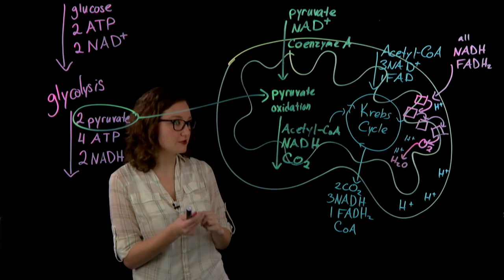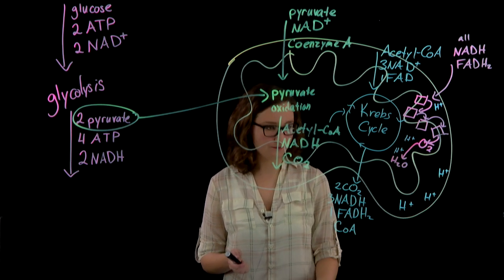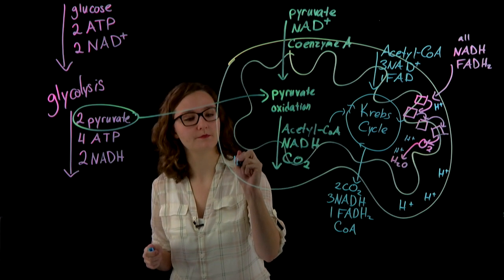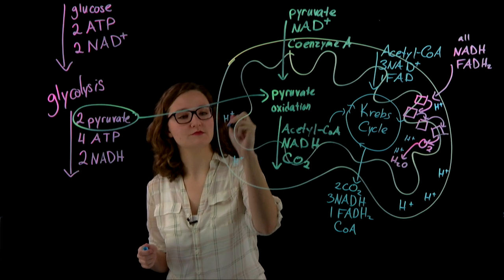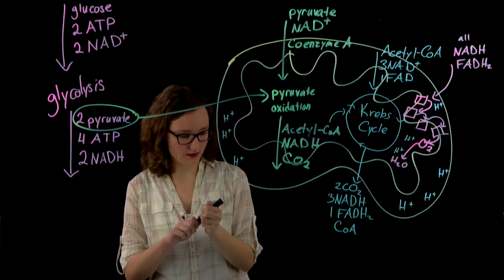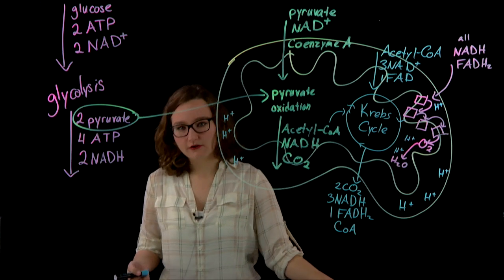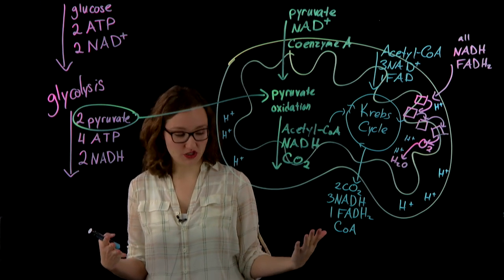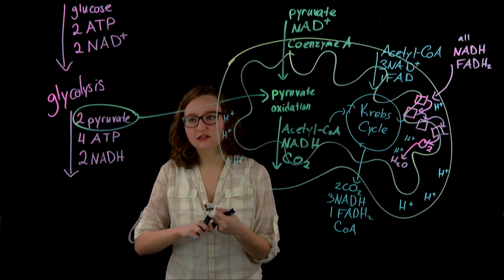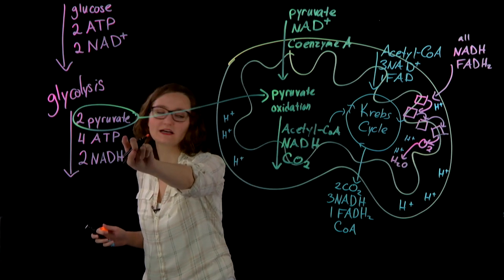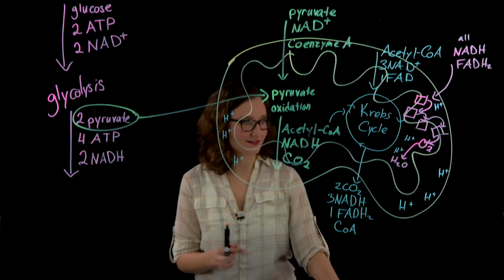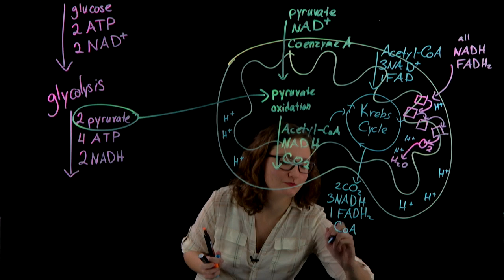So what about these protons in the membrane space? I'm going to move this over here just for space. Have some protons. Now, we talked about how the point of cellular respiration is to make energy. So most of the energy doesn't come from glycolysis. Oh, I forgot that the Krebs cycle also makes 1 ATP.